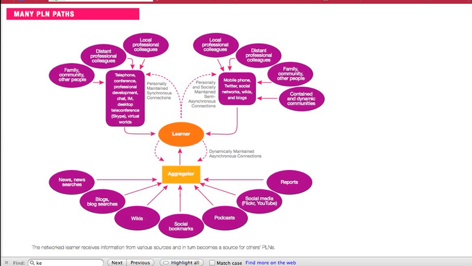I want to look at this diagram. This is David Warlick's diagram of a PLN, and if you look at it, right here is the aggregator. This is your Google Reader. Your Google Reader is doing news, blogs, wikis, social bookmarks, podcasts, social media reports. All that stuff can be put into an aggregator. We use Google Reader. The learner is picking that up. The learner is then sending that back out. And see these asynchronous connections right here?